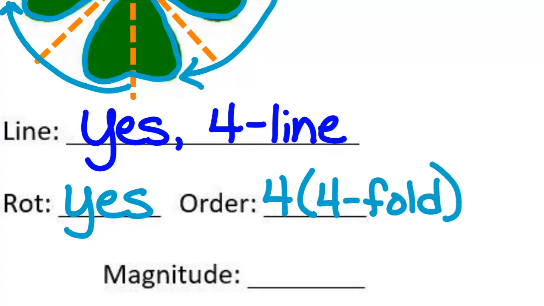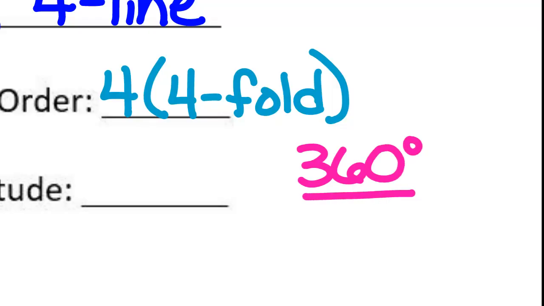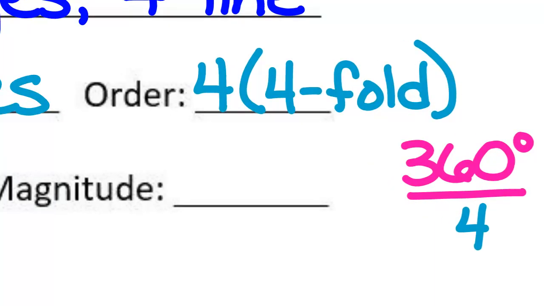And now how do I find the magnitude? I would divide what by 360? 4. No, I do not divide 4 by 360. 360 by 4. I divide 360 by 4. You get a very different answer when you do it the other way around. We have 360 in our numerator, and we have the order of 4 in the denominator. And so that gives us a magnitude of what? 90 degrees.